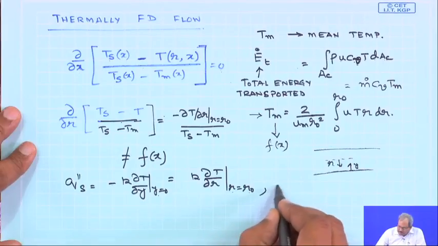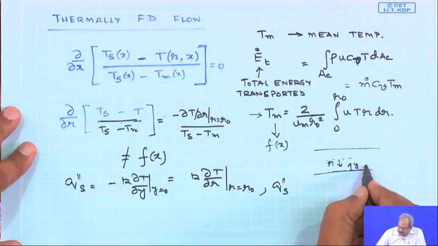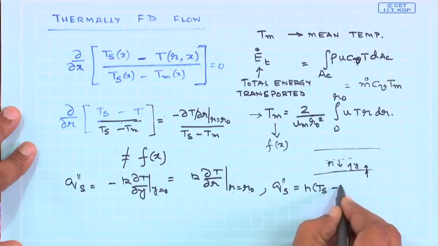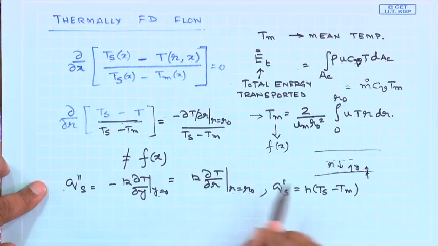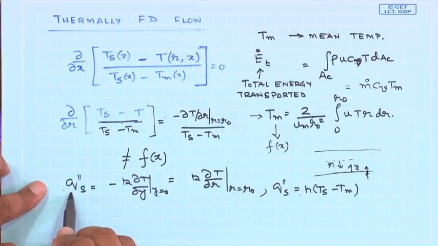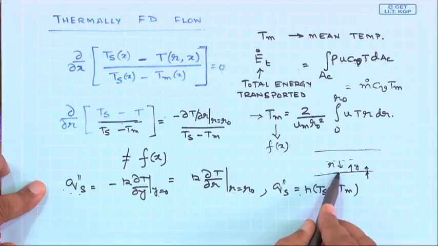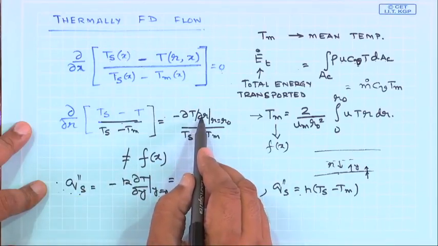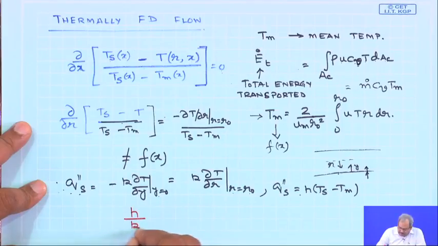And q double prime s, which is the heat given to this wall, must be equal to h times T s minus T m, that is Newton's law of cooling. So, this is Fourier's law and this is Newton's law. This is in terms of the conduction which is taking place, this is in terms of the convection which is taking place from the pipe wall to the inside.